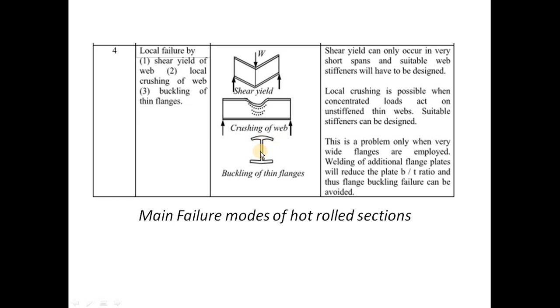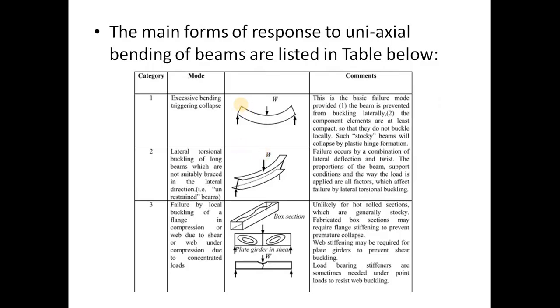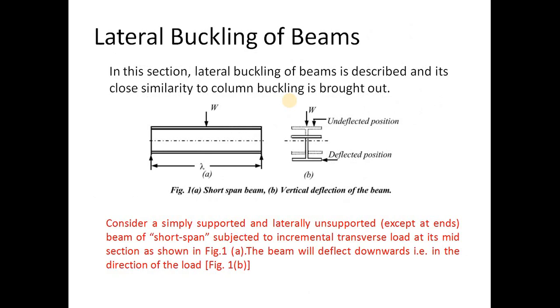If the outstanding width of the flanges is more and the loading is applied to the flanges, there could be buckling of thin flanges. These are the main failure modes of hot rolled sections, and we are interested in the second category, that is lateral torsional buckling. So we'll be discussing more on that topic now.